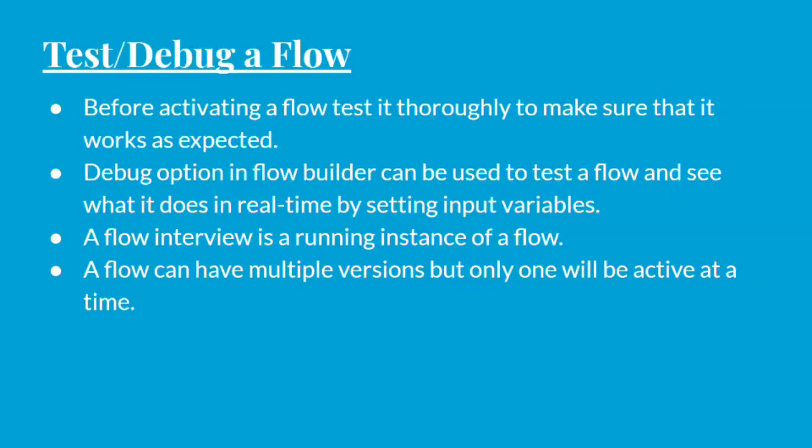The debug option in Flow Builder can be used to test a flow and see what it does in real time by setting input variables. You have an option where you can give sample input variables. You can set it over there, just click on debug, and you can see how this particular flow is getting executed. So you can basically test it.